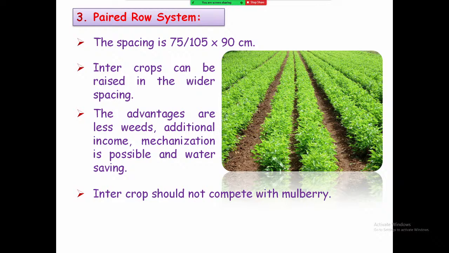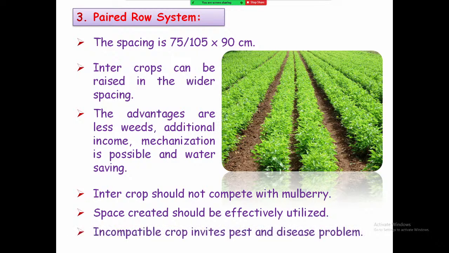The intercrop should not compete with mulberry. You can select such types of intercrop that do not compete with the mulberry. Then the space created should be effectively utilized. Yes, no doubt. We can use the space for the intercrop purpose or for mechanization. An incompatible crop invites pest and disease problems, so you cannot use crops as an intercrop which are susceptible to pests and diseases.